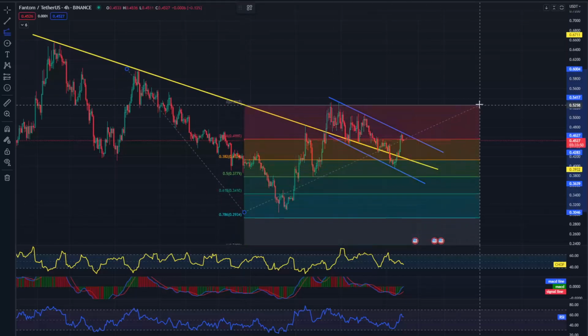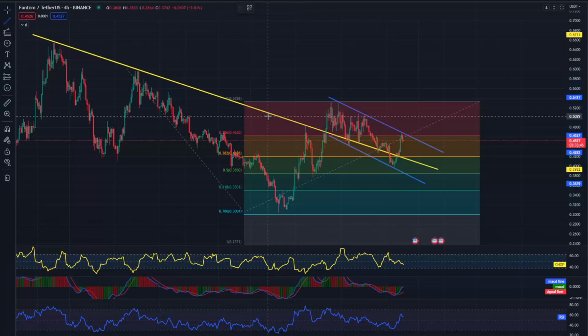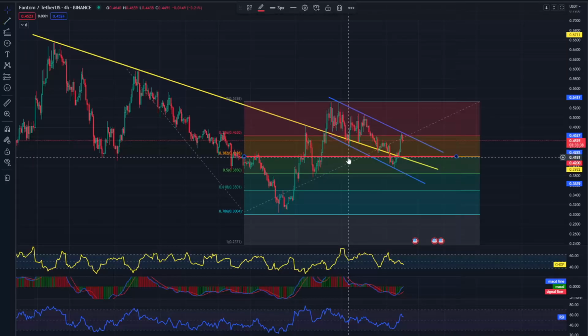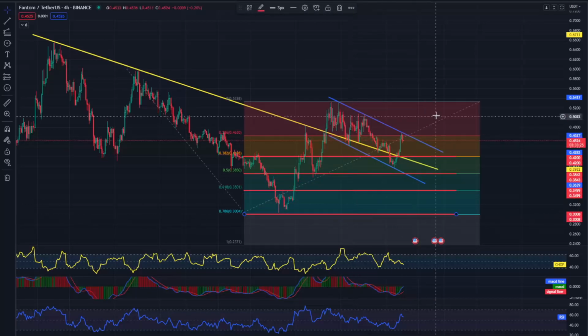Moving on, we can move on to marking support areas when we start a larger correction. And here the first support is at 42 cents, the second support is at 38 cents, the third support is at 35 cents, the fourth support is at 30 cents.